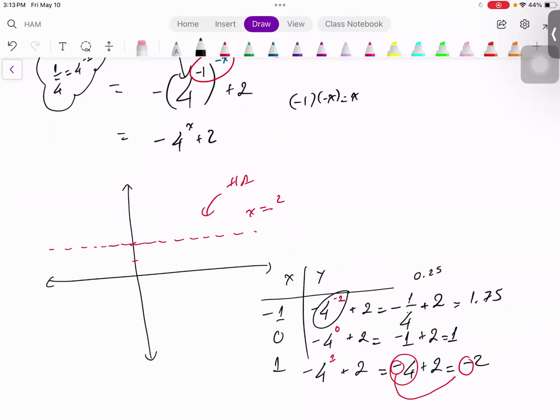Let's plug it in. Negative 1 is here. 1.75. That's lower than 2, so it needs to be lower than 2, like this. 0 and 1, 0 and 1 right here. This is 1, this is negative 1. 1, negative 2. So 1 here, negative 2. Let's say it's right here. So the graph should look like this. Yeah, make sense?